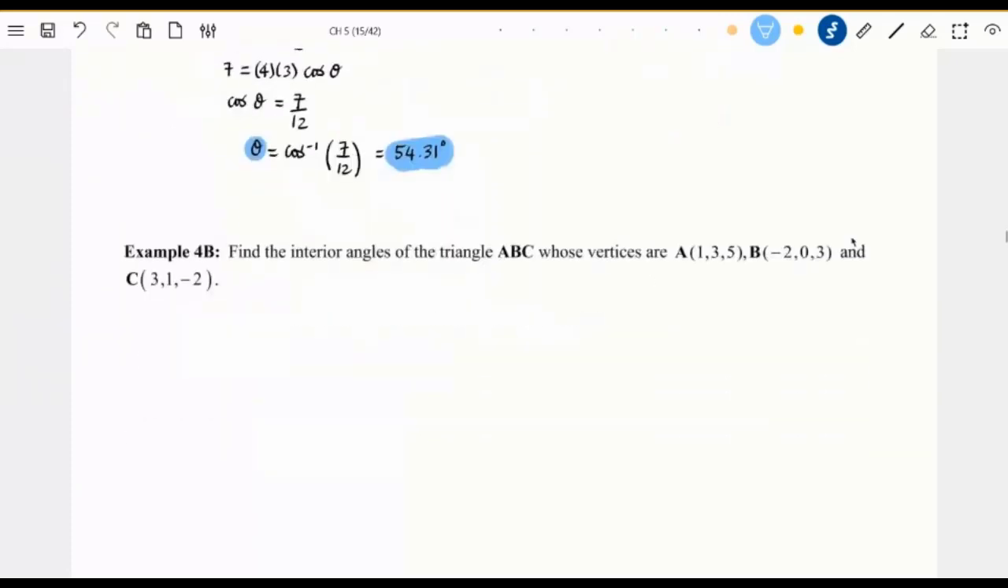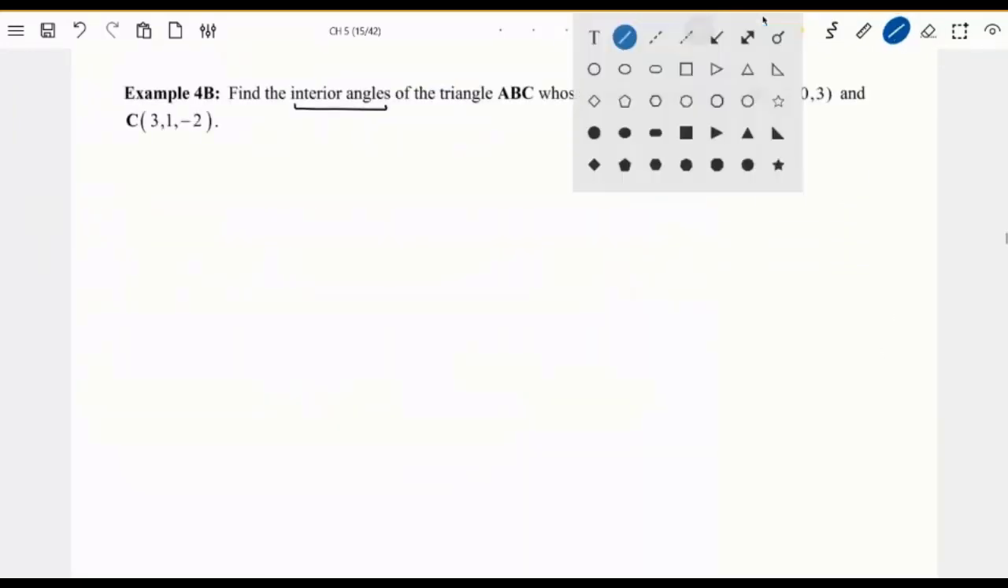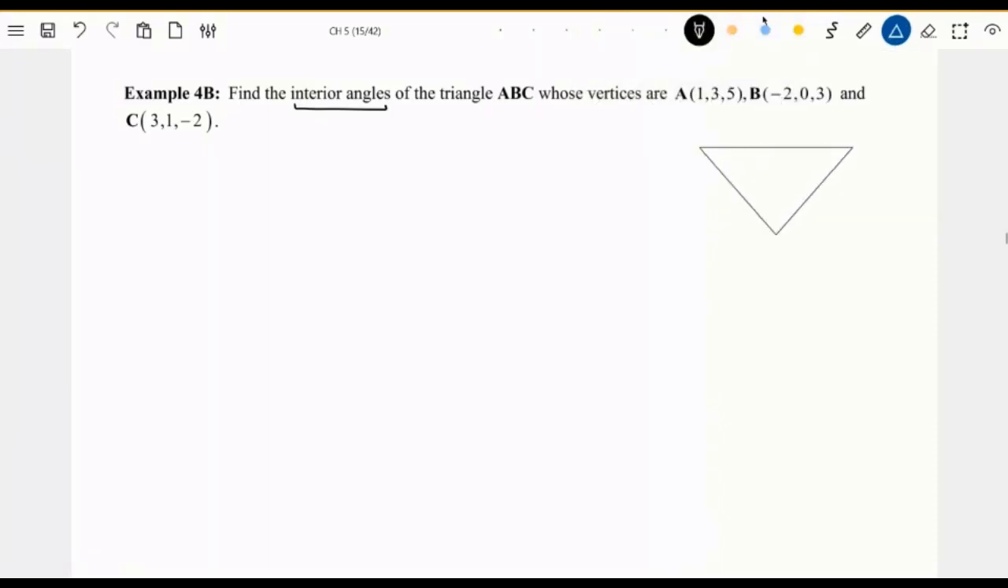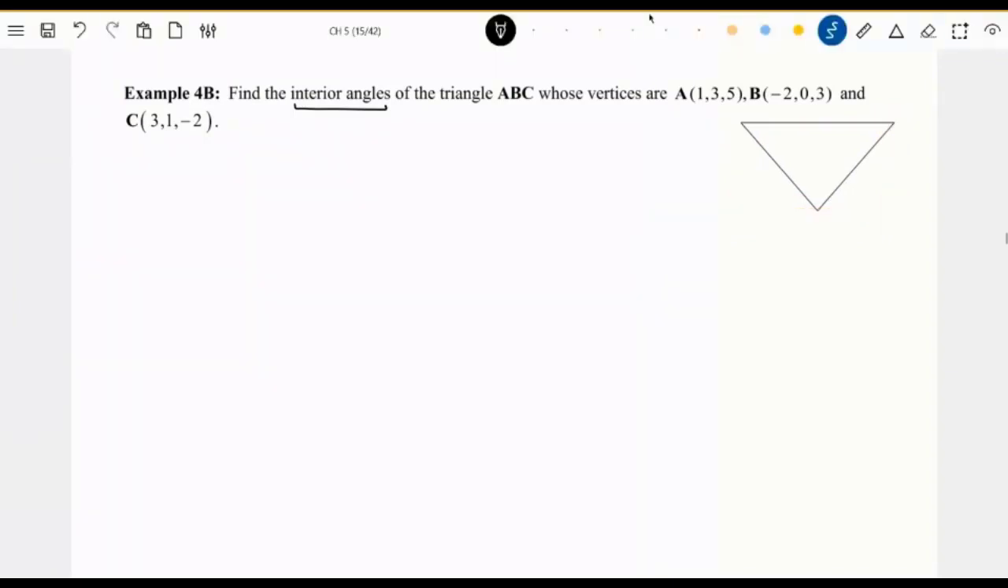4B. Dia cakap minta interior angle. Interior angle ni apa? What is interior angle? Anyone? Sudut dalaman, good. Alright, so angle inside the triangle. Let's say we have A here, B here, C here. Dia mesti in order, dia tak boleh bersepah. Dia mesti either clockwise ataupun anti-clockwise. So ini boleh jadi A, ini boleh jadi B, ini boleh jadi C.